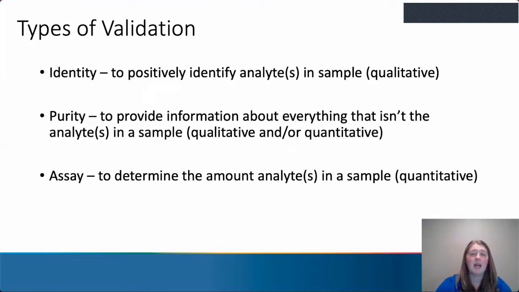There are 3 types of validations. First, you can validate the identity by positively confirming that an analyte is present in the sample. This is a qualitative approach. The second type is purity. You use this approach when you need to know what else is in your sample and also provide a percentage for those extra components. So that activity would be both a qualitative and a quantitative activity.